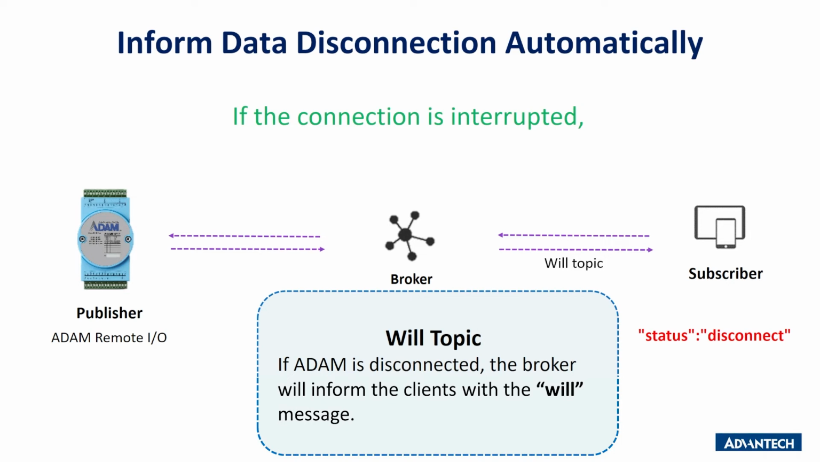Next one is the will topic to inform of data disconnection automatically. If the connection between the broker and the ADAM module is interrupted, the broker will inform the clients with the will message so that the clients will know that ADAM is disconnected. Therefore, once receiving the will message, users can take further action to restore the connection in time without losing important data from the production line.